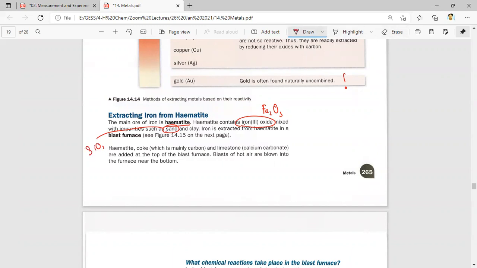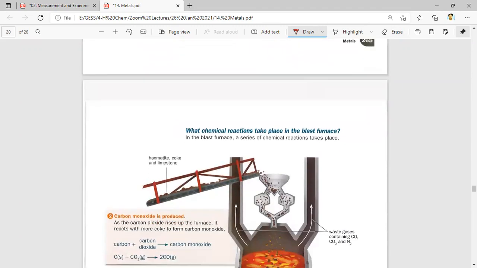So what is the main factory? What's the main big thing that we use to extract iron? It is called the blast furnace. Okay, so let's now go into this.